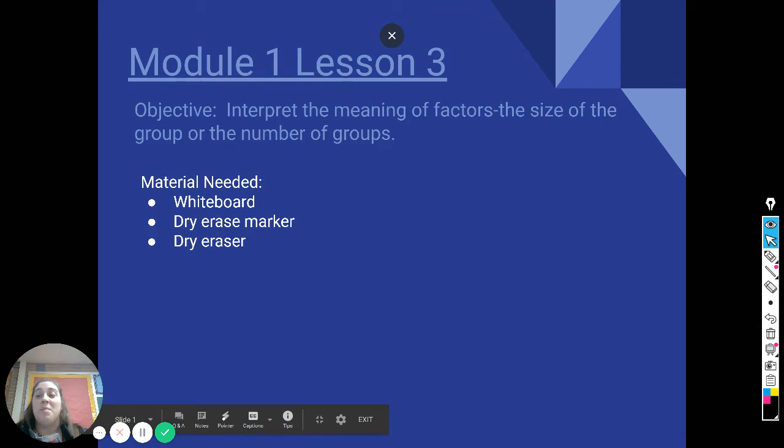Today's lesson is going to be Module 1, Lesson 3. The objective is to be able to interpret the meaning of factors, the size of the group, or the number of groups. The materials you need for today are your whiteboard, dry erase marker, and dry eraser.